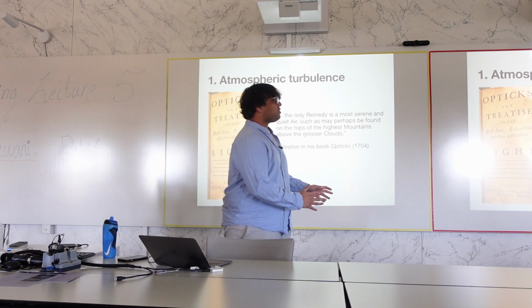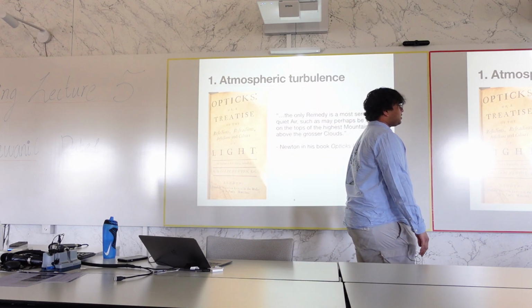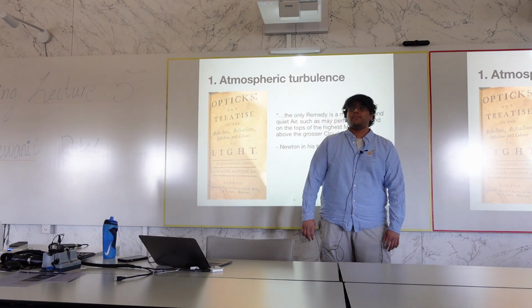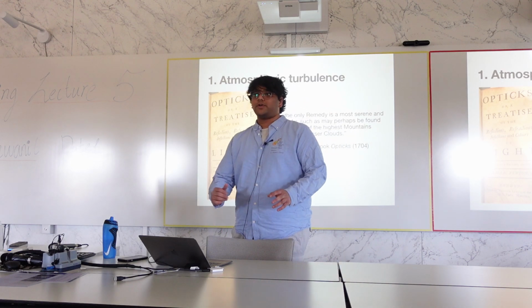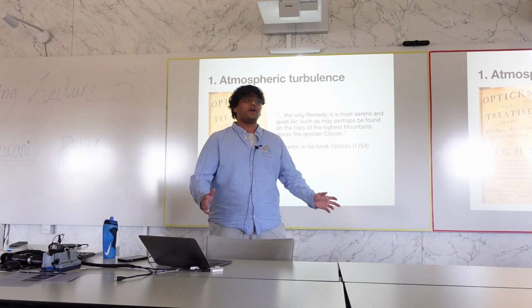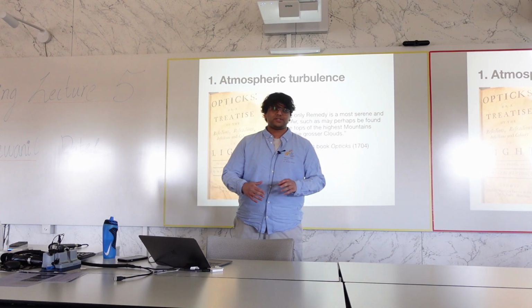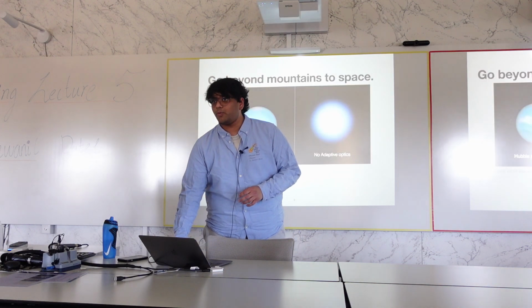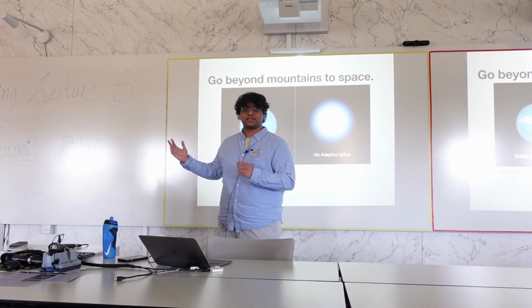And this is not something new. This was known back in the days as well. Newton in his book said that the only remedy is a most serene and quiet air, and such as may perhaps be found on tops of the highest mountains above the grosser clouds. And hence, if you remember from the previous slides, all the big observatories are on top of mountains, where the air is really quiet, basically above much of the atmosphere. So why stop at the mountains, right? If you can go to space.